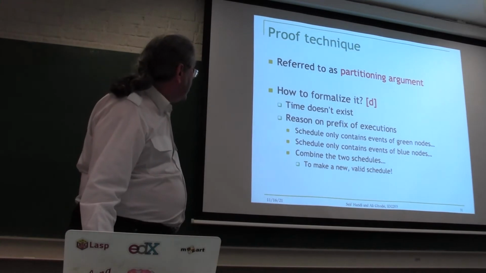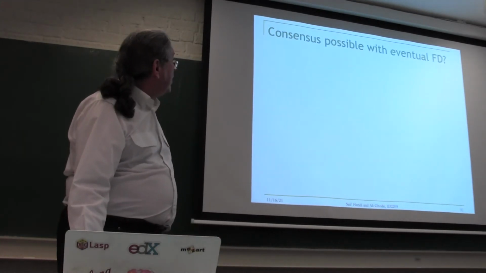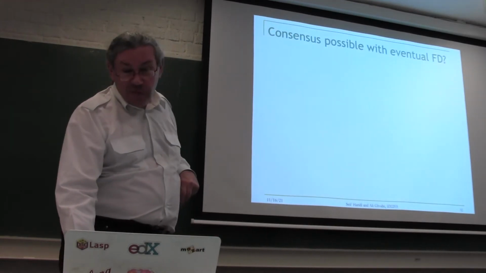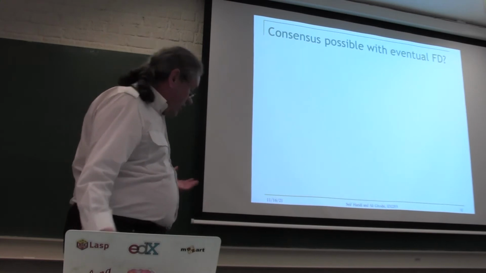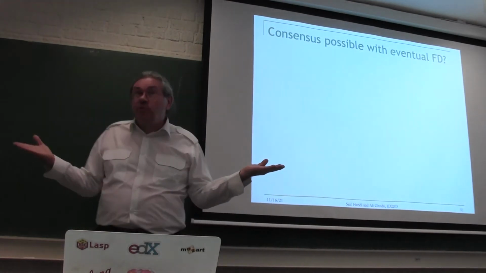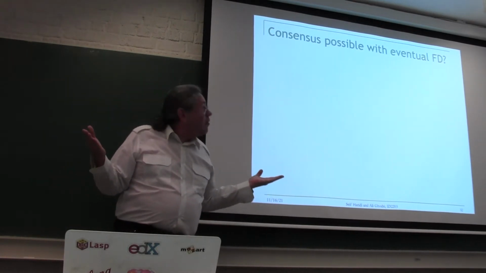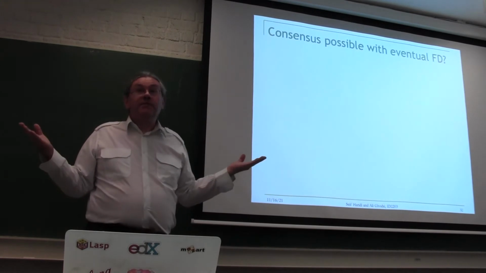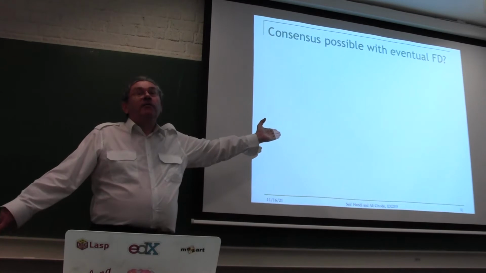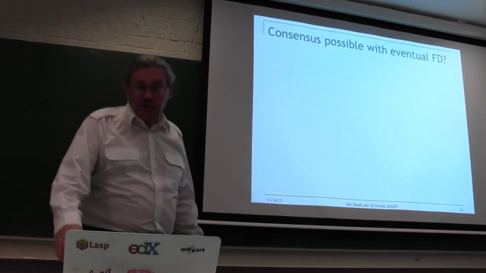That's kind of annoying, right? It means there's a limit. But at least it's not totally impossible. It's only impossible for n over 2. So the question now, legitimate question, is it possible to do consensus at all with an eventually perfect failure detector? Is it even possible? We've shown that there's a limit. It has to be less than n over 2 failure tolerant.